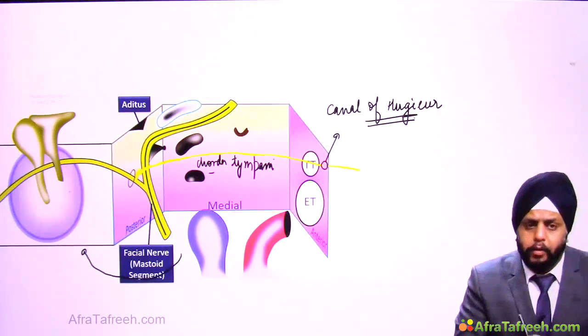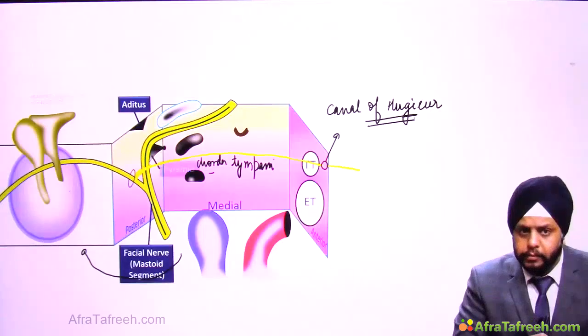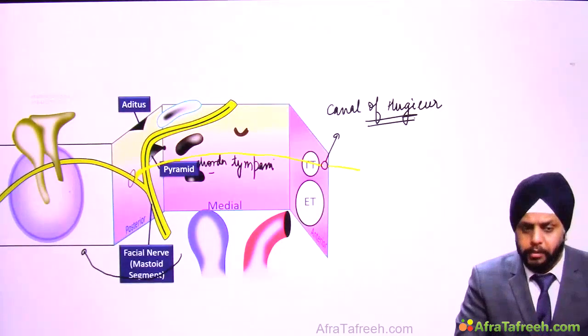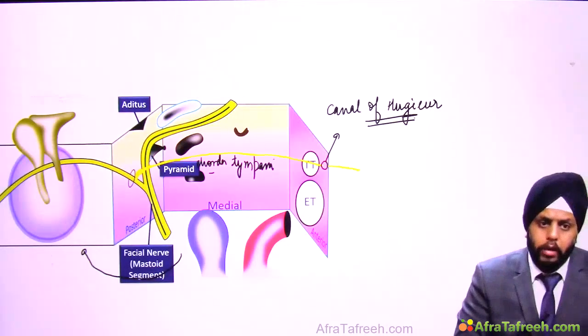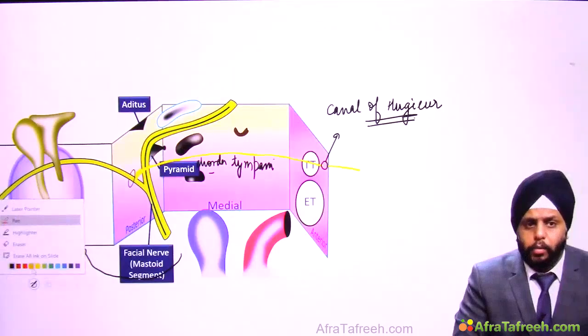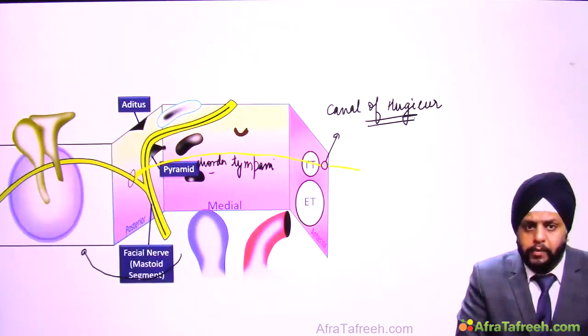All right. Now, what else can we see on the posterior wall? On this posterior wall, you can see a structure which looks like a pyramid. This is named the pyramid because it looks like a pyramid. Now, what is the significance of this pyramid? On this pyramid, we have a muscle.